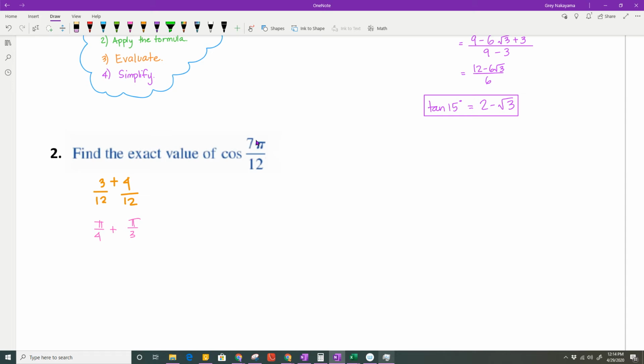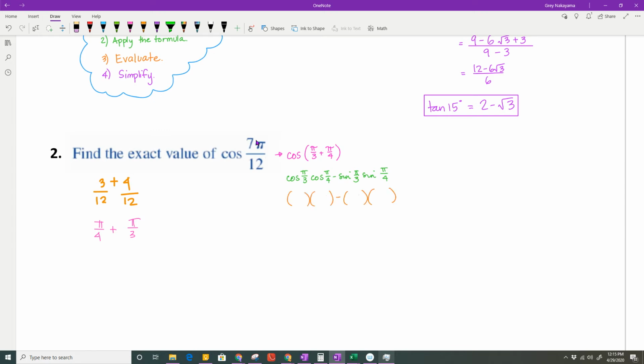So, cosine of 7 pi over 12 is the same as the cosine of pi over 3 plus pi over 4. Order doesn't matter when we're adding. My next step in green is applying the cosine addition formula. That says cosine of the first angle, cosine of the second angle, minus sine of the first angle, sine of the second angle. My next step is going to be evaluate.